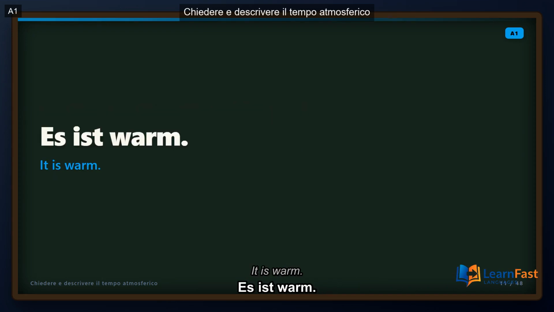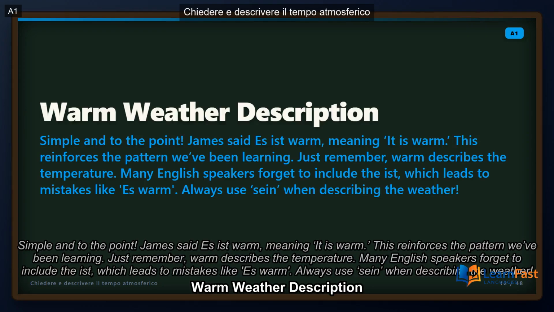Simple and to the point. James said, "Es ist warm," meaning it is warm. This reinforces the pattern we've been learning. Just remember, warm describes the temperature. Many English speakers forget to include the ist, which leads to mistakes like "is warm." Always use sein when describing the weather.